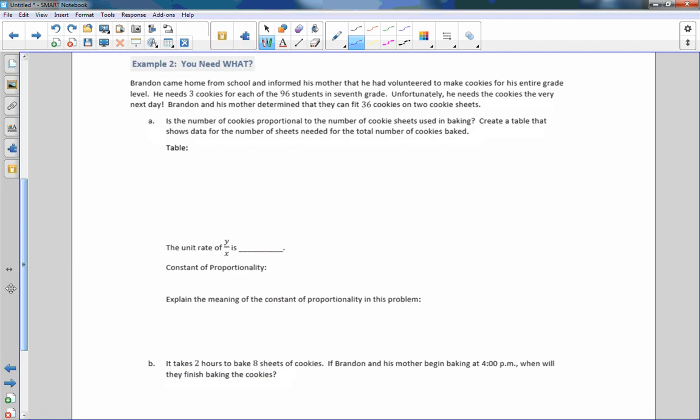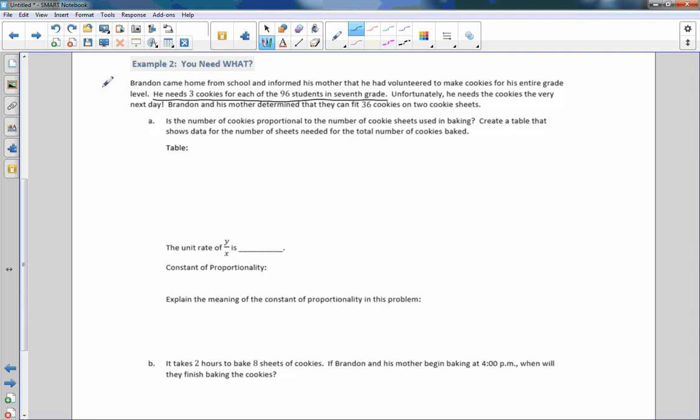Okay, example 2. You need what? Brandon came home from school. Oh, this should be, you need what? That's how a parent would respond to this. Brandon came home from school and informed his mother that he had volunteered to make cookies for his entire grade level. He needs 3 cookies for each of the 96 students in 7th grade.